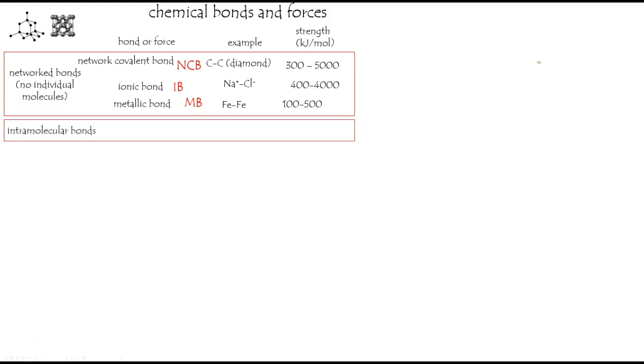If you have an intramolecular bond, that means you have individual molecules, and that means you have a covalent bond. For example, a carbon-carbon bond. And now we're getting down to as little as 150 kilojoules per mole, but notice the overlap here. There's quite a bit of overlap.